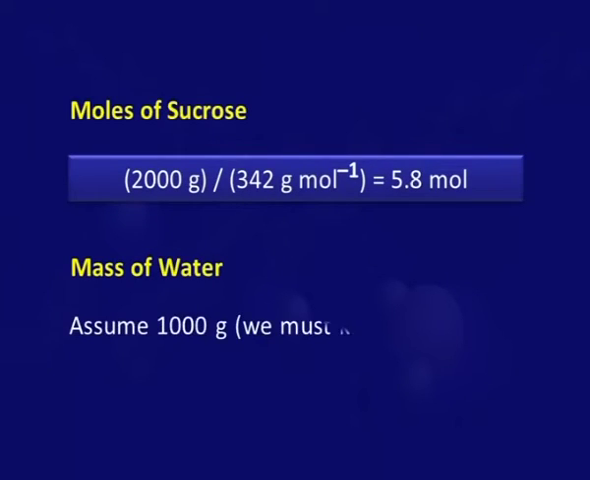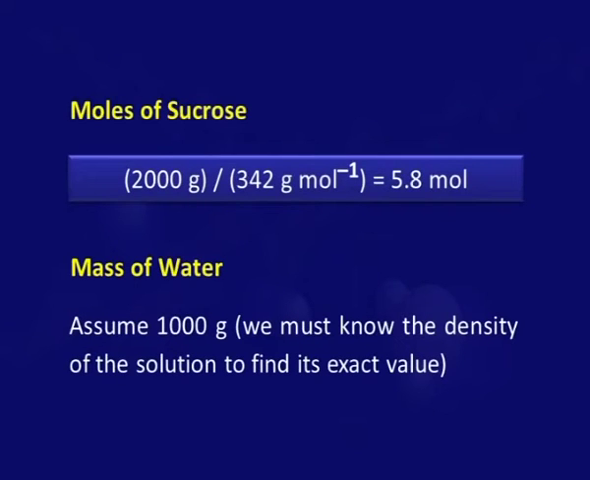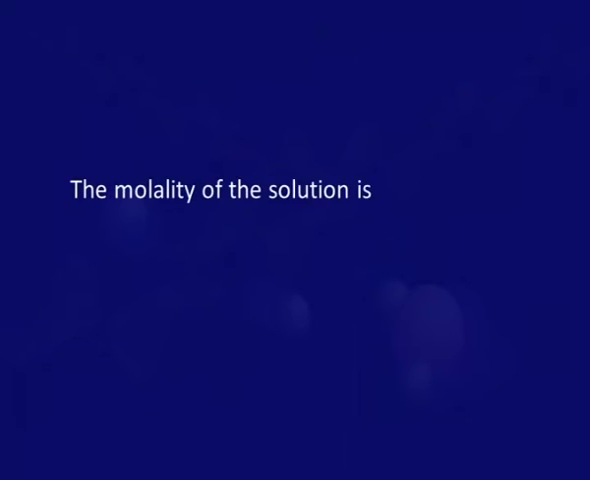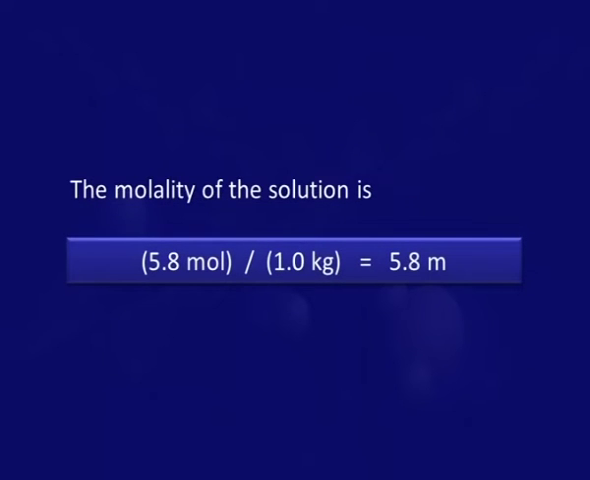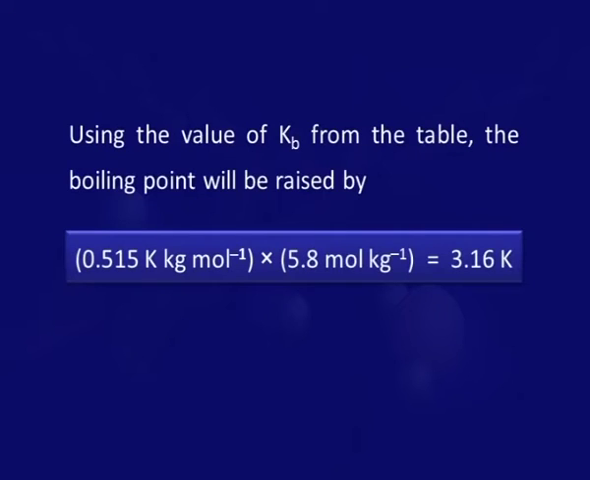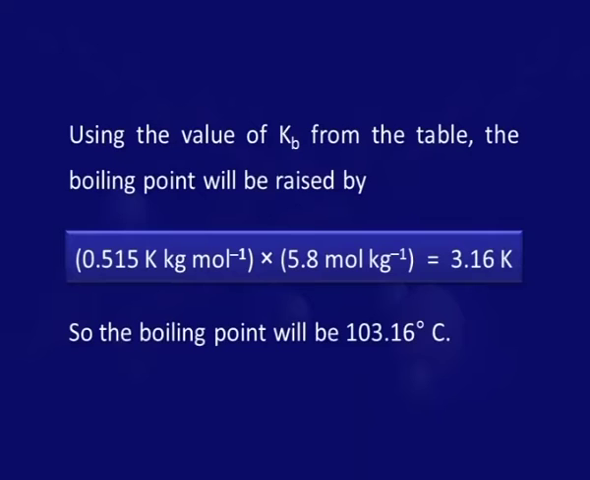Mass of water, we have assumed 1000 grams because we know the density of water, which is equal to 1 gram per ml. The molality of the solution will be equal to 5.8 divided by 1 kg of water, which is equal to 5.8 molal. Using the relationship for delta Tb, we will get the value of delta Tb equal to 3.16 Kelvin or 3.16 degrees Celsius. Hence, the boiling point of this solution will be equal to 100 plus 3.16 degrees Celsius, that is 103.16 degrees Celsius. Now, we are going to discuss another colligative property.